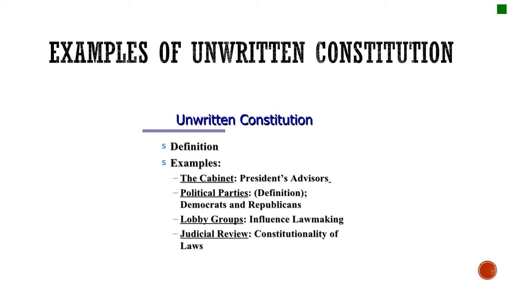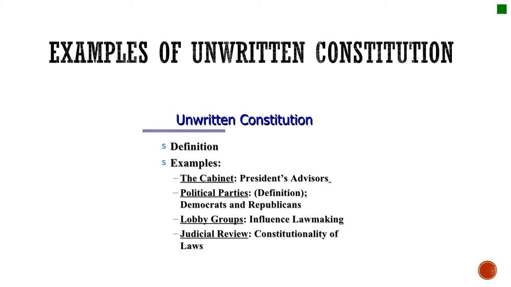There was some semblance of political parties, more called factions, in the days of Washington and Adams. But after that, the political parties have a kind of origin, the two parties, the Democrats and the Republicans. The influence of interest groups is not in the Constitution at all. They're just regulated to the extent that they are regulated, and we'll talk more about that later, by laws. So the cabinet, political parties, lobby groups or interest groups, and probably the most famous example is judicial review.